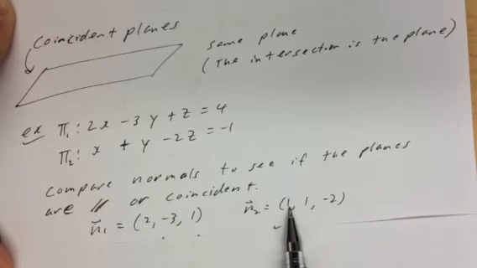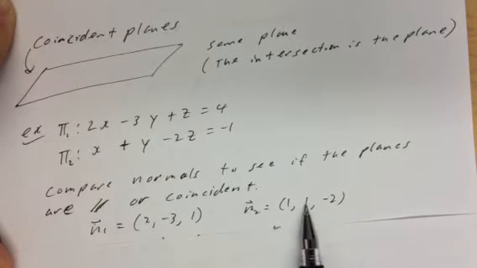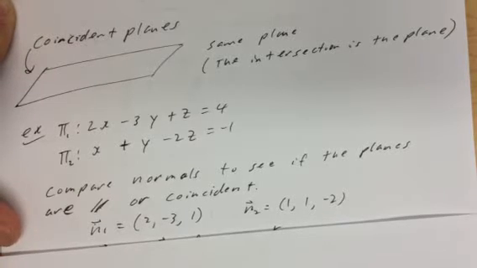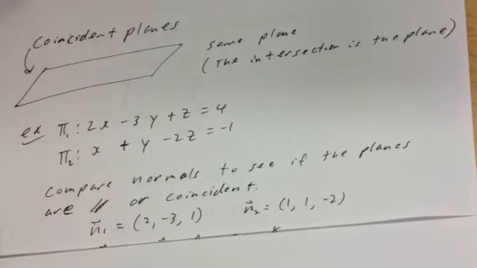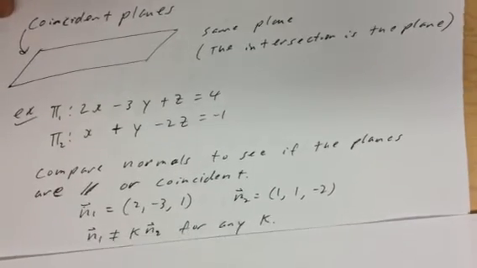Well, to get a 2 from this 1, I'm going to have to multiply this vector by 2. If I multiply a 1 by 2, I'm going to get 2, not negative 3. So they are not scalar multiples of each other, which means they're not parallel. The planes are not parallel or coincident. So that means we're going to have a line of intersection.